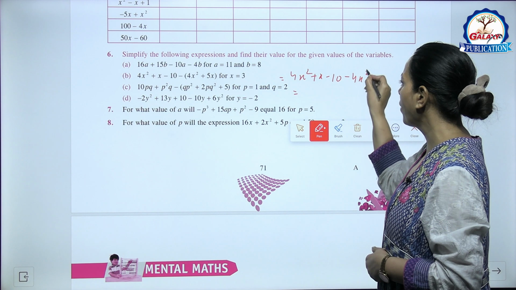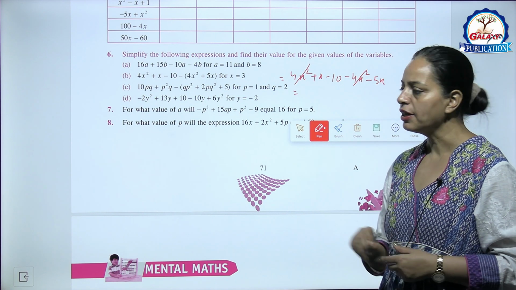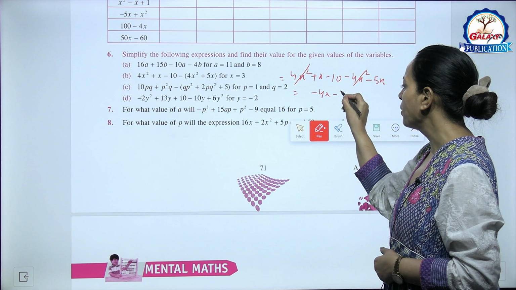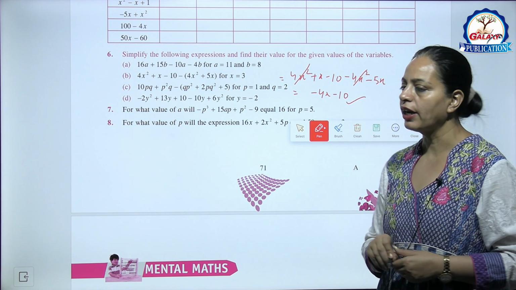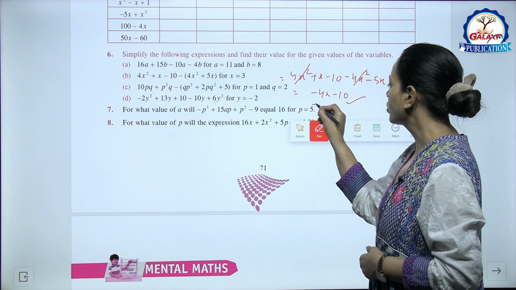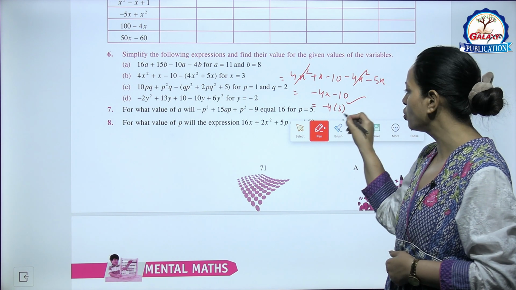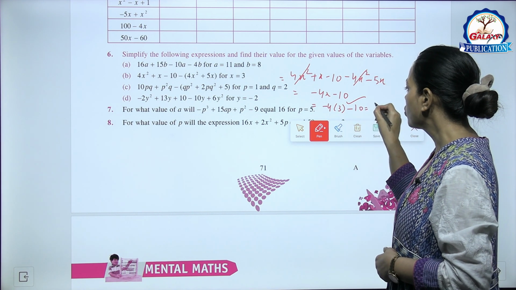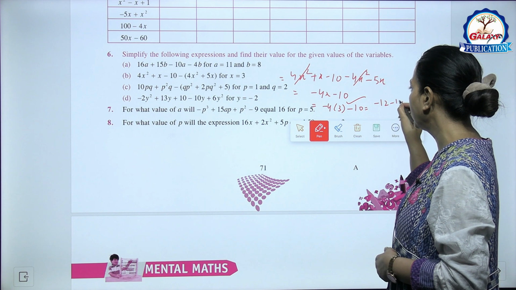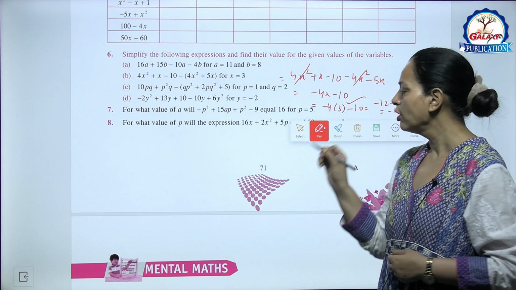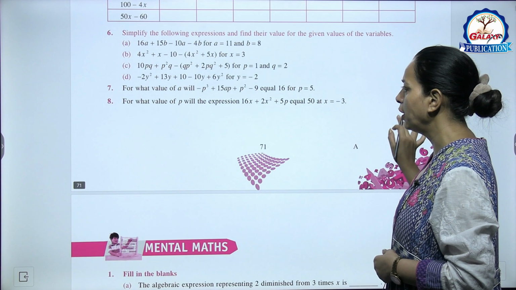So 4x square minus 4x square cancelled, plus x minus 5x minus 4x minus 10, and now x is 3. तो x को 3 पुट कर देंगे. 4 into 3 minus 4 into 3 minus 10. So minus 12 minus 10, that is minus 22, right? So similarly you can try remaining parts.